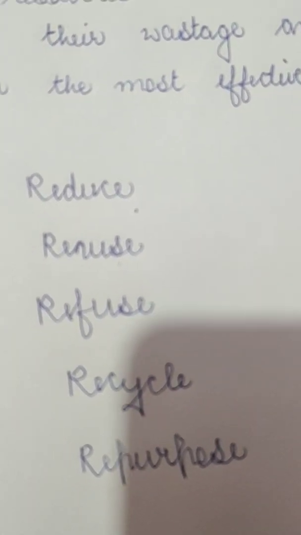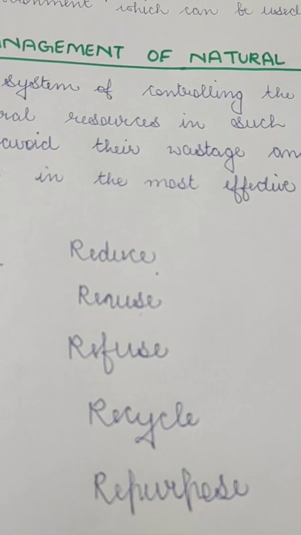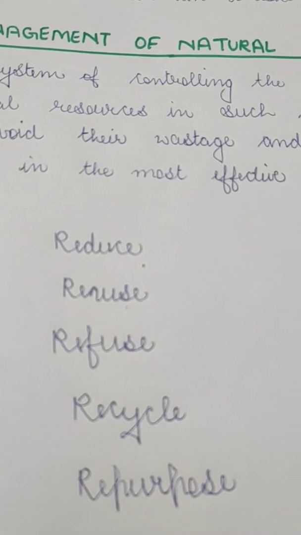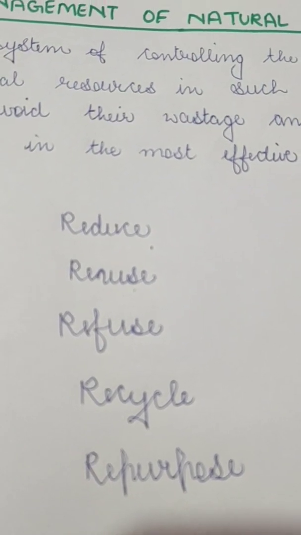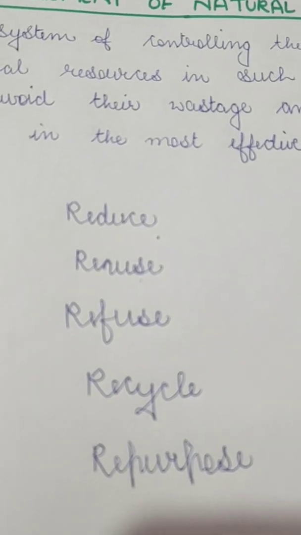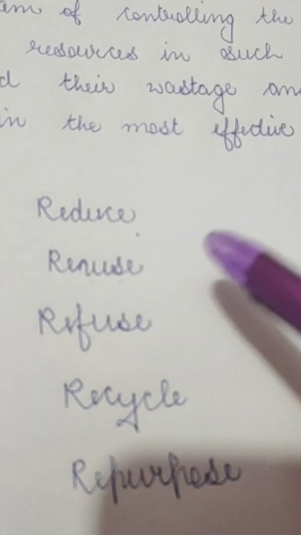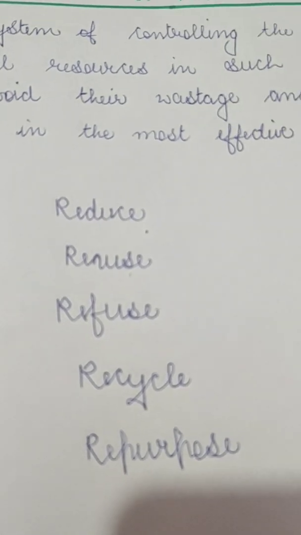Then repurpose means we are kind of recycling, but at a lower level, at our own home level. We can repurpose our broken pots and cup handles to make planters and all. Okay, so by using these 5 Rs, we can reduce the waste and we can save the environment.